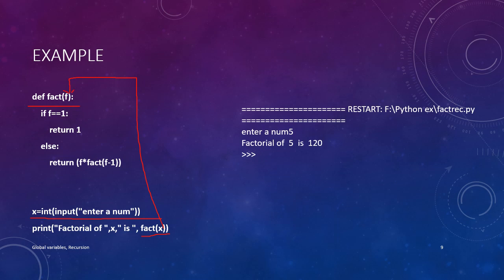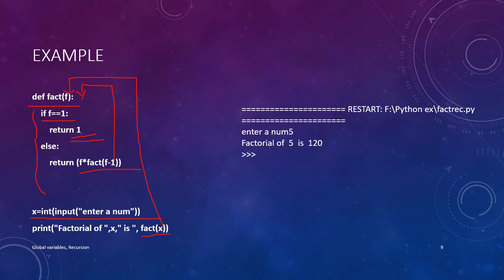And what is done inside this function? We are checking if the value of f is 1. If the value of f is 1, we will return the value 1. Else, what are we doing? We are calling this function again, by passing the parameter f minus 1.